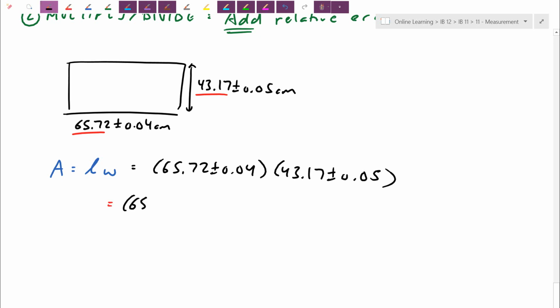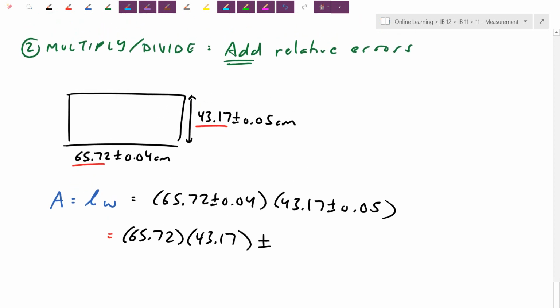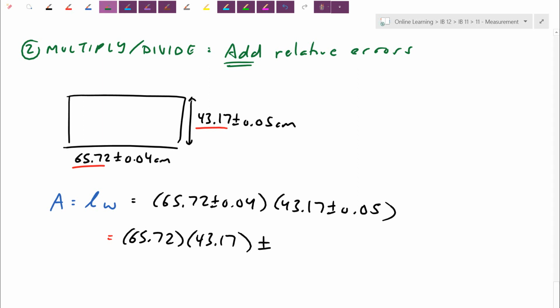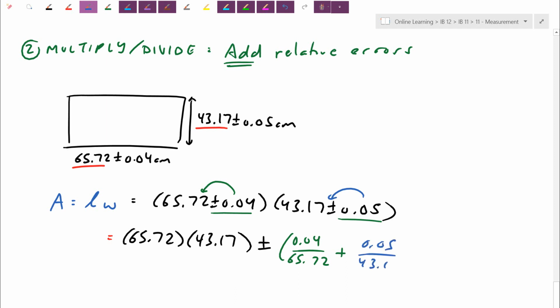I still want the area, no matter how weird the calculations get later on. I'm still going to be taking 65.72 times 43.17. What I'm going to be adding and subtracting as I propagate the errors, I'm not just going to simply take 0.04, add 0.05. I'm going to take how bad is 0.04 on 65.72. So 0.04 divided by 65.72. I'm going to add that to how bad is 0.05, the relative error on the second measurement.